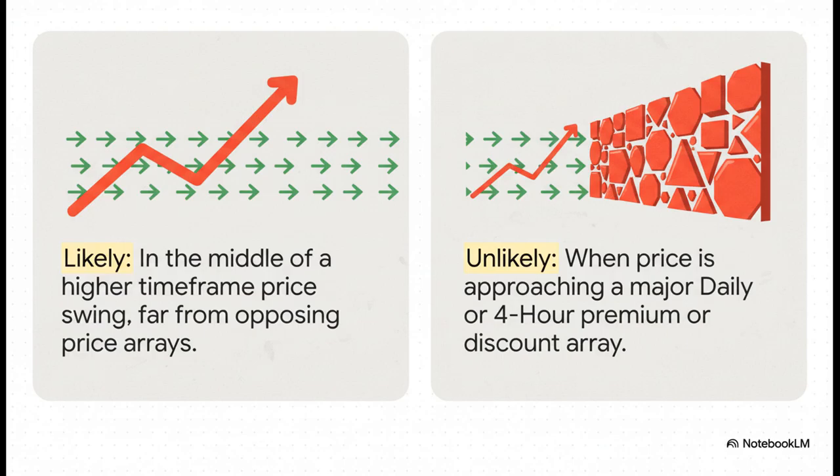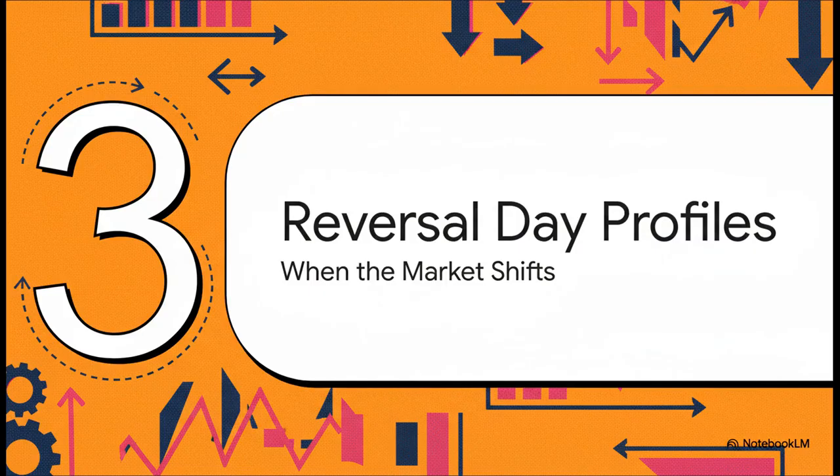Okay, so this is the million-dollar question, right? When should you actually be looking for one of these powerful trend days? Well, it all comes down to context. It's all about where you are on the map. These days are most likely when price has a lot of open road ahead of it. When it's in the middle of a big price swing on your higher time frame charts and there's nothing major in its way. But, and this is a big but, if price is getting close to a major wall of resistance or a big floor of support on the daily or 4-hour, your chances of a clean trend day go way down.